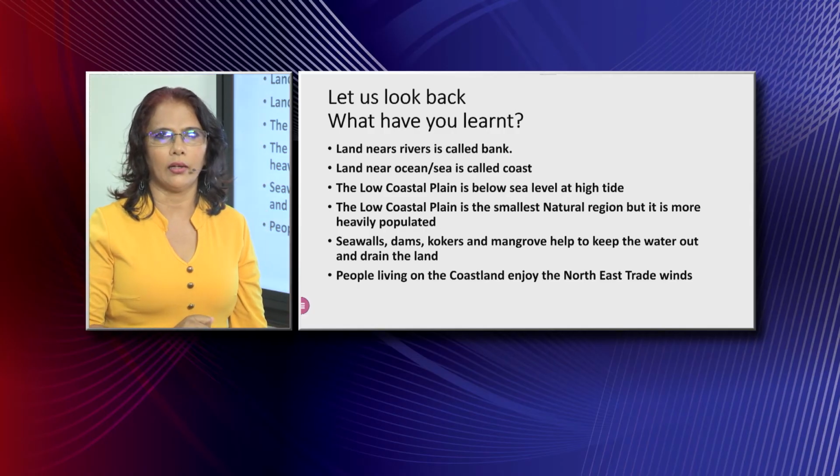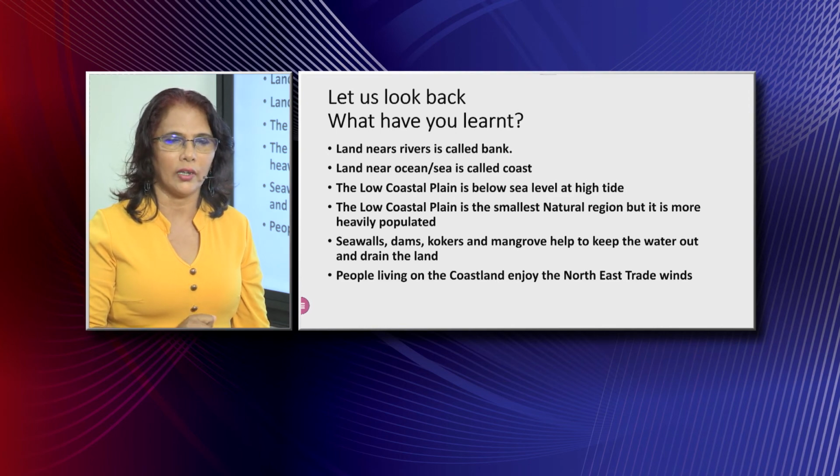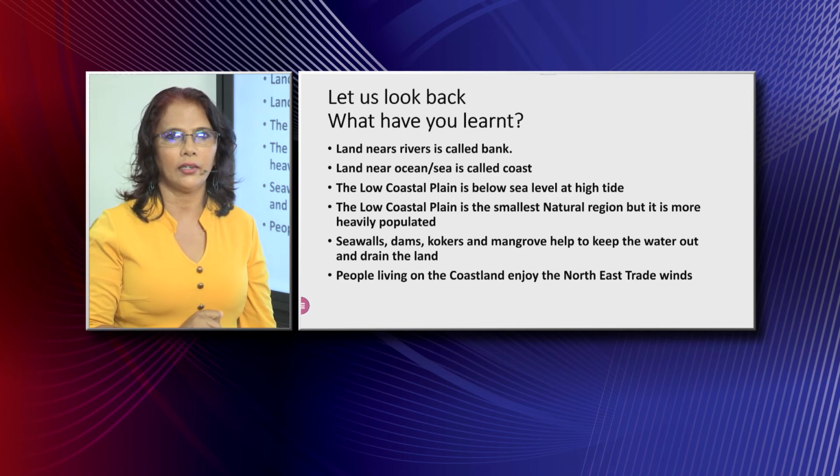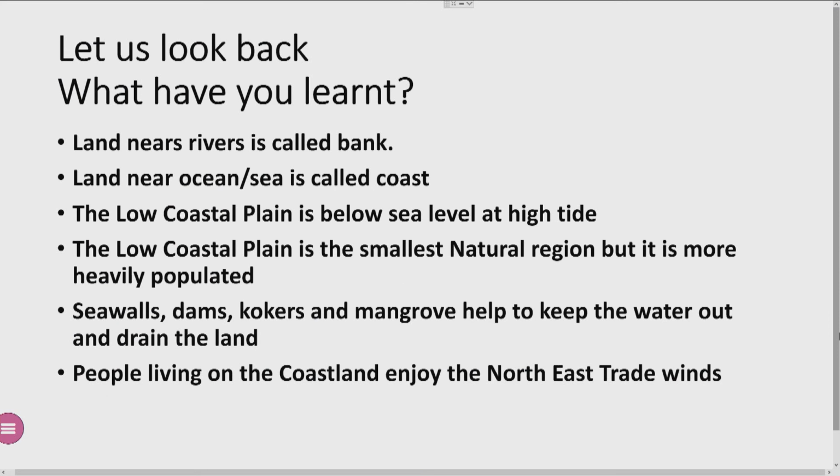Let us look back. What have you learned? Today we have learned land near rivers is called bank. Land near ocean or sea is called coast. The low coastal plain is below sea level at high tide. That is when the tide in the ocean is high, the land on the coastline is below that level.